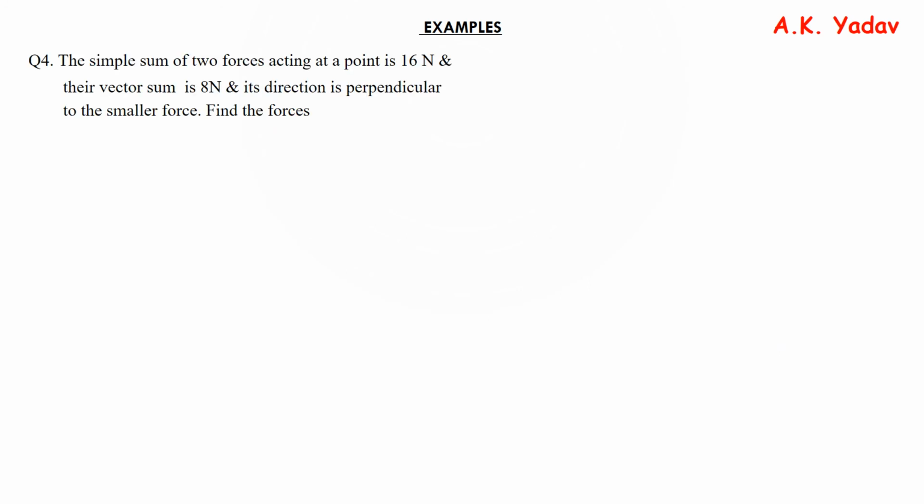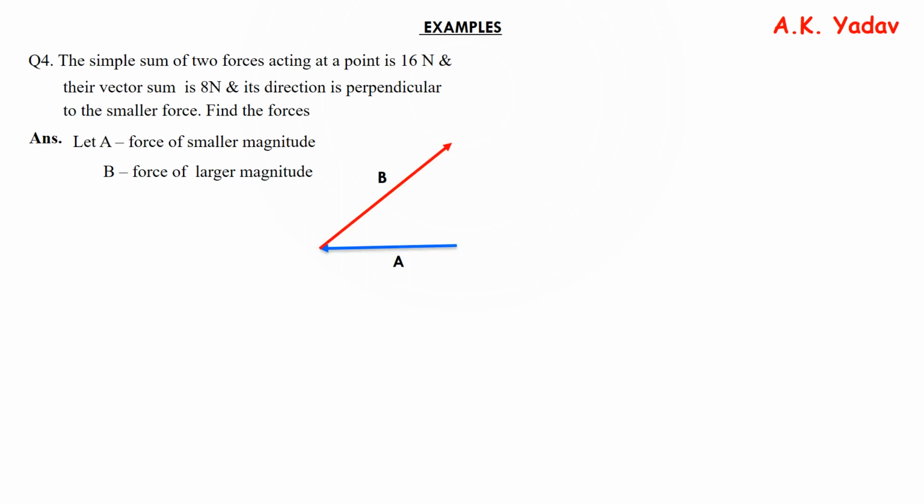The scalar sum of two forces acting at a point is 16 Newton and their vector sum is 8 Newton, and its direction is perpendicular to the smaller force. Find the forces. So let the smaller force have a magnitude A and the larger force have a magnitude B, and R is the resultant. By Pythagoras theorem, B square is equal to R square plus A square. Let's put the value of R. What we get is B square minus A square is equal to 64. Let's name it equation number 1.